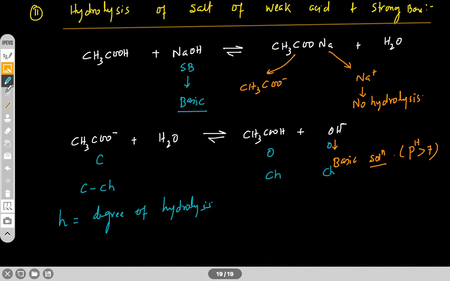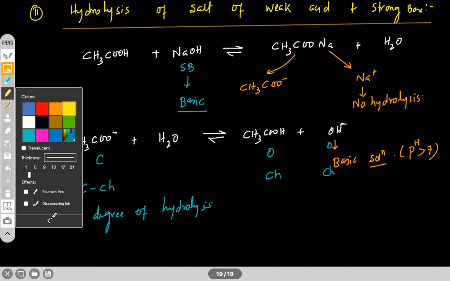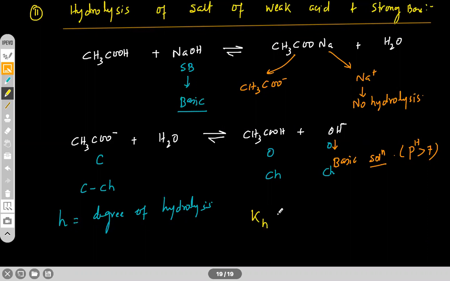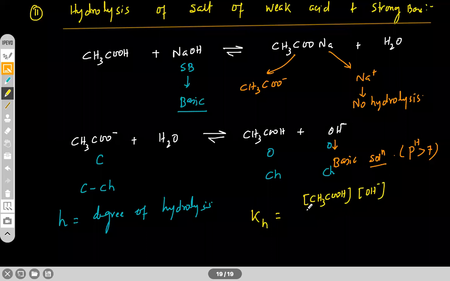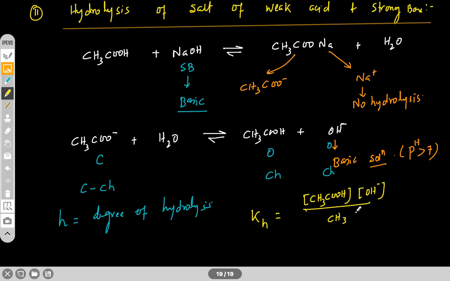Okay. If I write down the expression of KH here, KH is similar to the KC that we have, but this H stands for hydrolysis constant. Like we have the equilibrium constant, this is the hydrolysis constant KH. So this would be the concentration of the products, that is CH3COOH into OH minus, divided by CH3COO minus. Yeah, KH expression is this, where KH is the hydrolysis constant. Terms you must remember, okay?